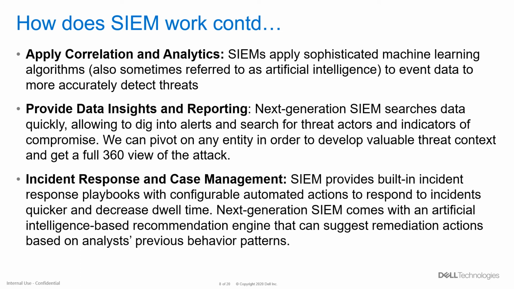Apply correlation analytics. SIEM applies sophisticated machine learning algorithms, also known as artificial intelligence, to event data to more accurately detect the threats. Provide data insights and reporting. The next gen SIEM searches the data quickly, digs into alerts, and searches for threat actors and indicators of compromise. We can pivot an entity in order to develop valuable threat context and get a 360-degree view of the attack.